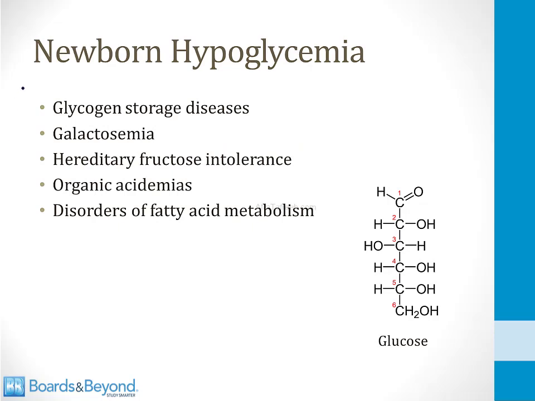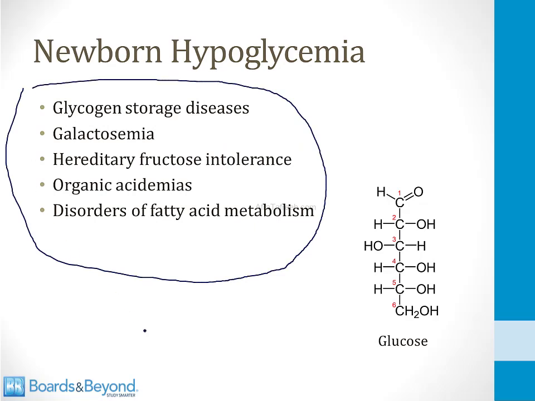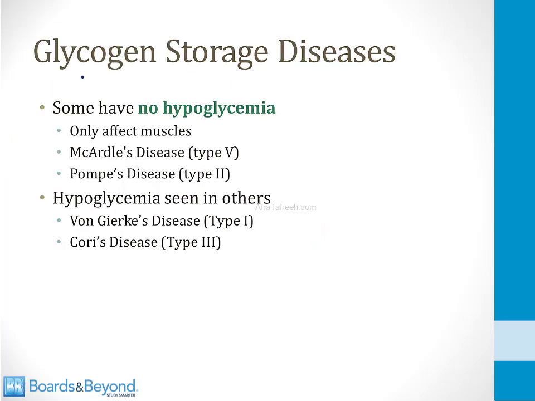All of the metabolic disorders I've listed on this slide can potentially cause newborn hypoglycemia. So in the next few slides, we'll go through them one at a time and talk about how to identify the exact cause of newborn hypoglycemia. Let's start by talking about the glycogen storage diseases. I talk about all of these disorders in detail in the video on glycogen. What I'm going to focus on here is how to recognize these disorders and distinguish them from other metabolic problems that occur in newborn babies.